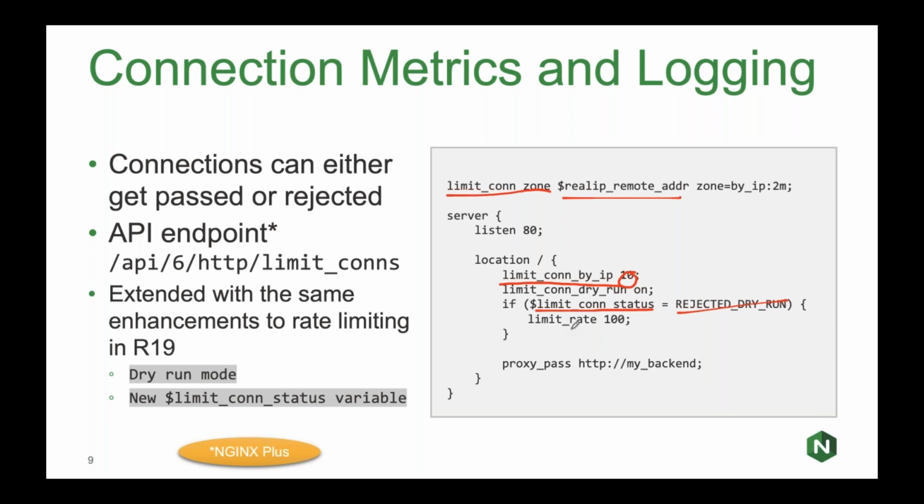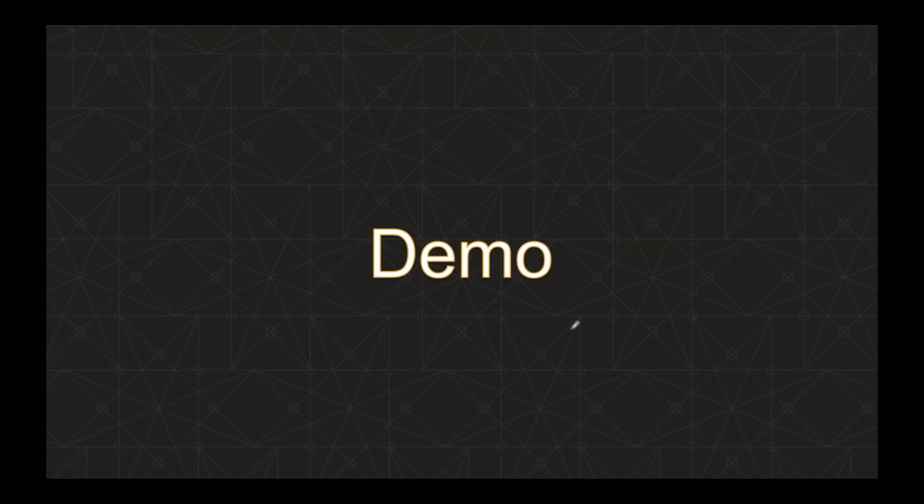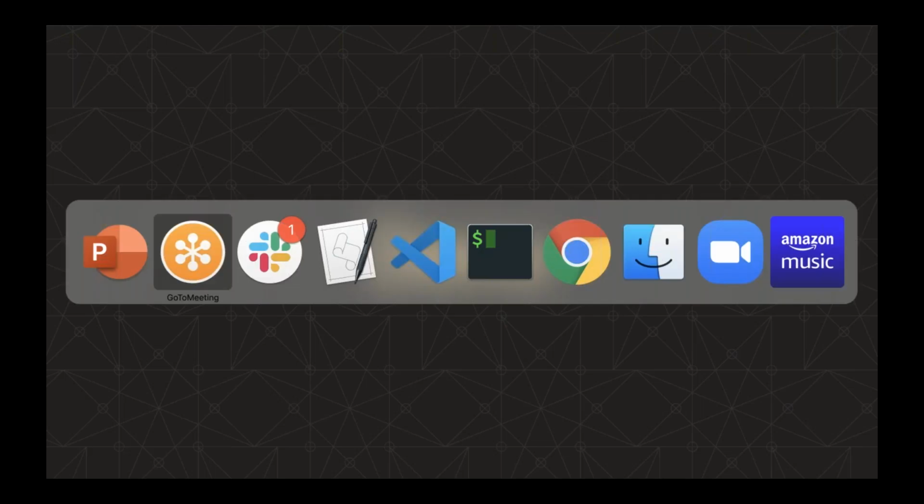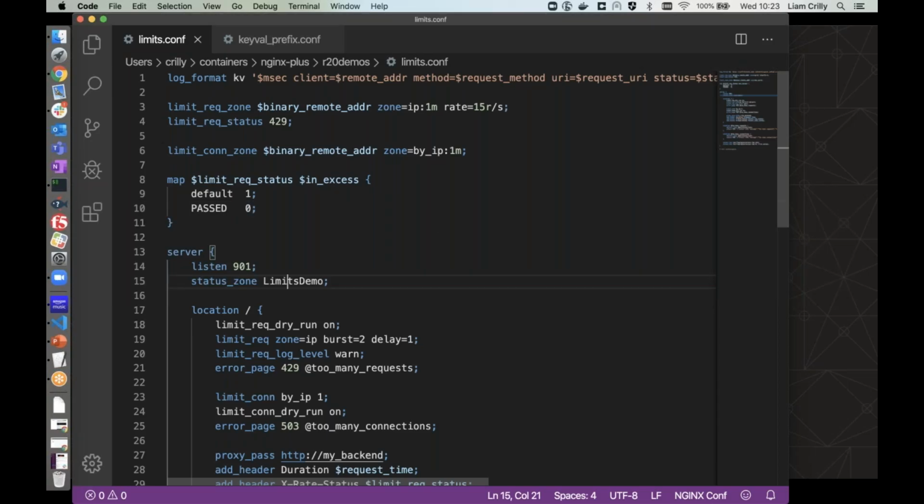And to help show those two things in action, let's try a demo. So firstly, let me show you the configuration that we're going to use. And I have that in VS Code. So here's my limits.conf, and I've just got a local Docker container running on my laptop here to show you this. Some of this configuration is what we just saw on the screen.